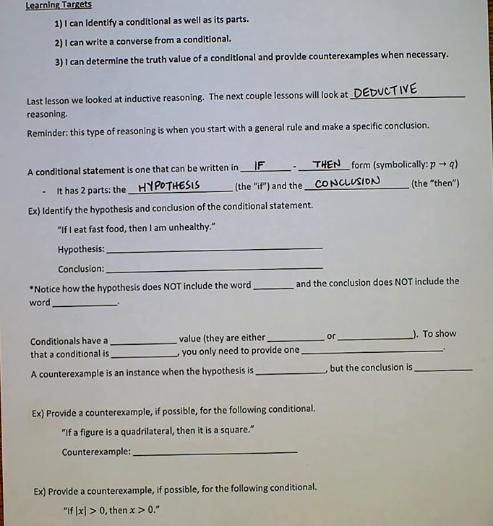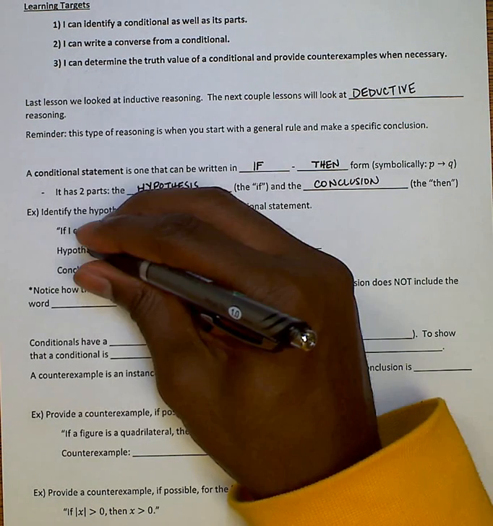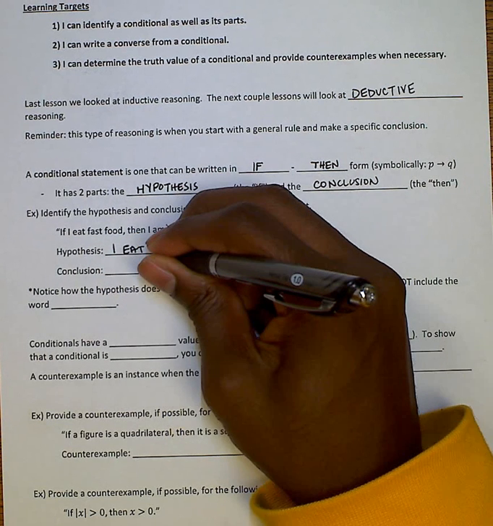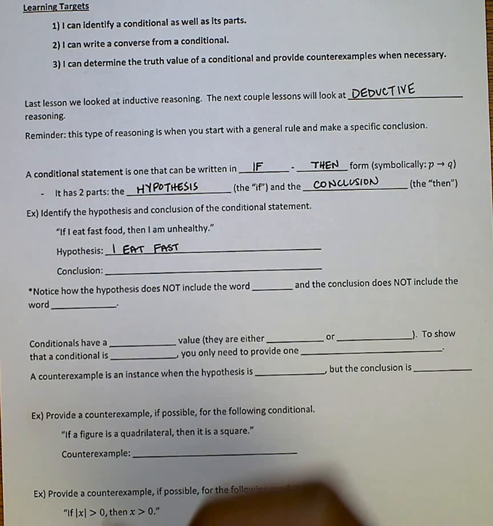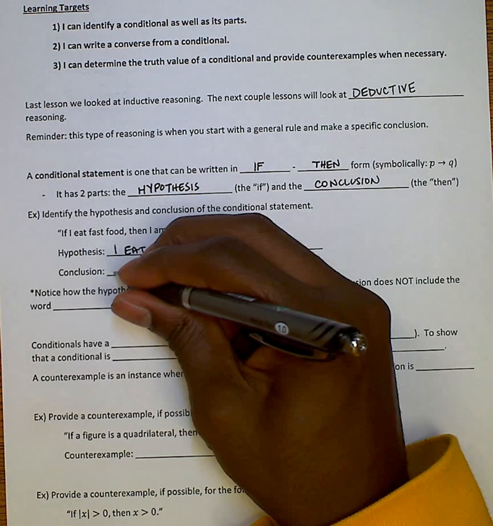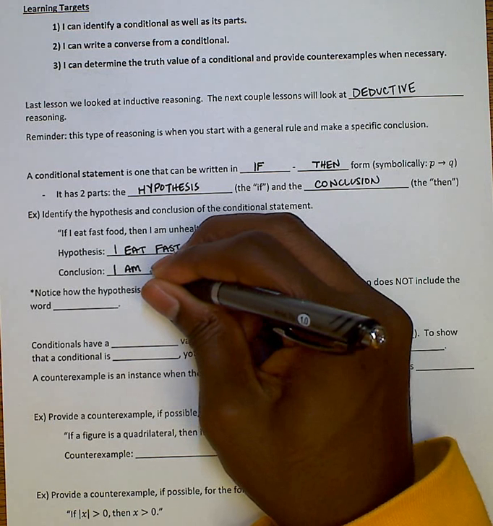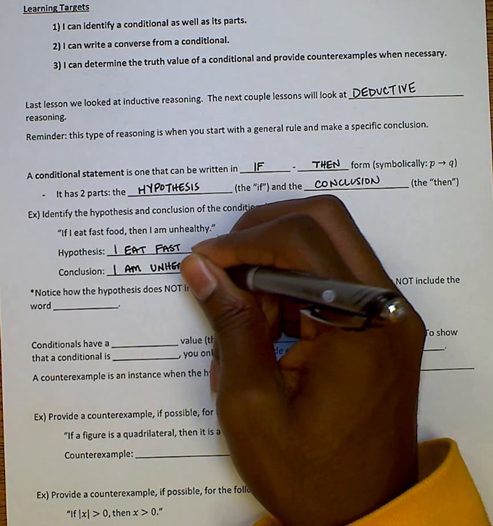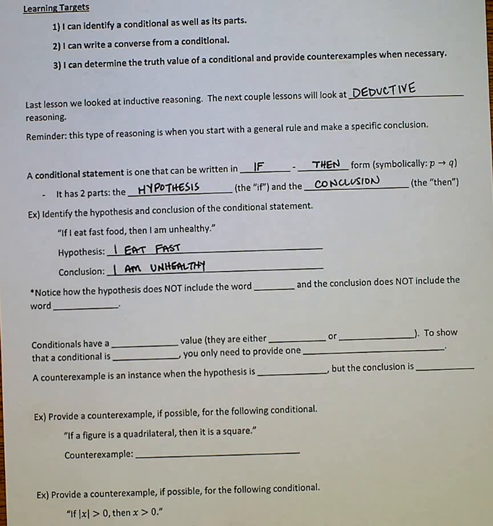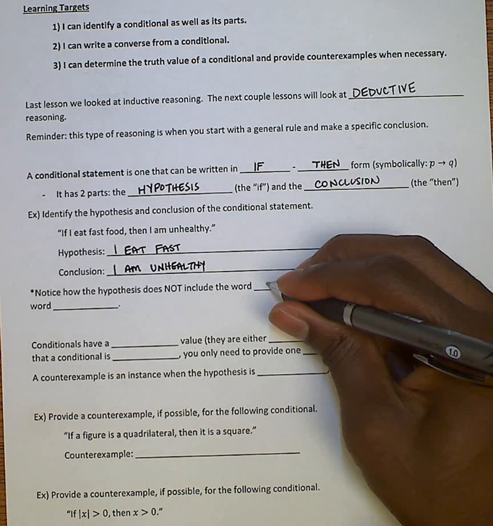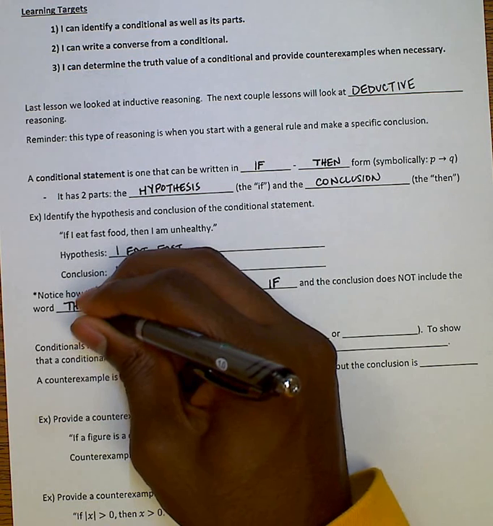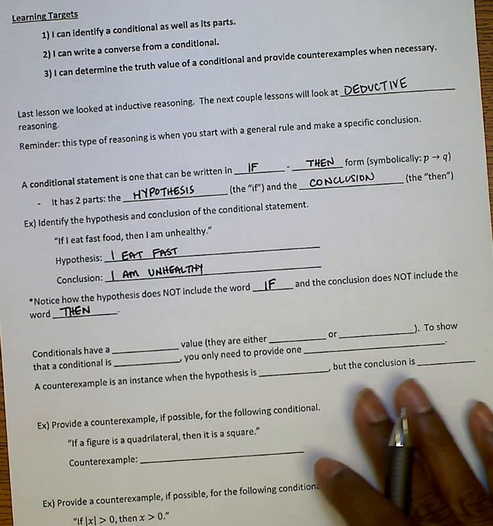I'm not saying that this is a true or false statement, but the hypothesis says I eat fast food. Then the conclusion, I am unhealthy. Notice that the hypothesis does not include the word if, and the conclusion does not include the word then. Those are kind of just markers for us. They are not included in our hypothesis and conclusion statements.